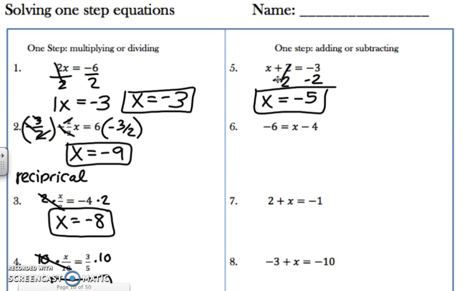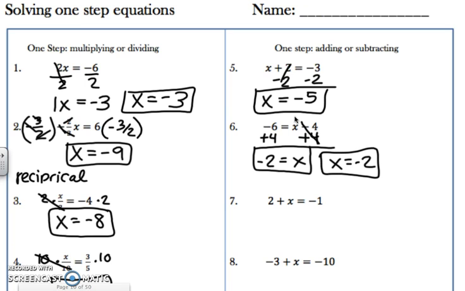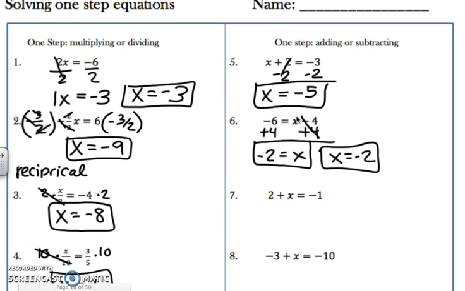On number 6, it looks a lot similar, except they switched our x's around, so now my x is on the right side. So I still need to look at the x, which is right here, ask myself what they're doing. Well, they're subtracting 4, so I'm going to plus 4 on both sides. So now I need to do it under the negative 6. A plus 4 and a minus 4 are going to cancel out. And I'm left with negative 6 plus 4 is a negative 2 equals x. You're more than welcome to leave your answer like that. That is also the same as x equals negative 2. Order does not matter on those equation problems.